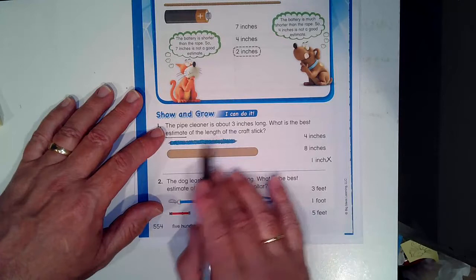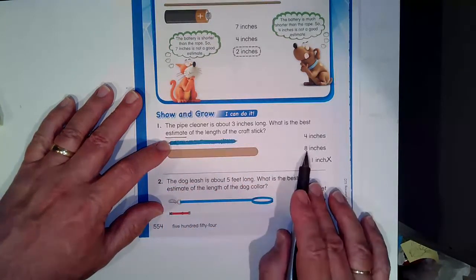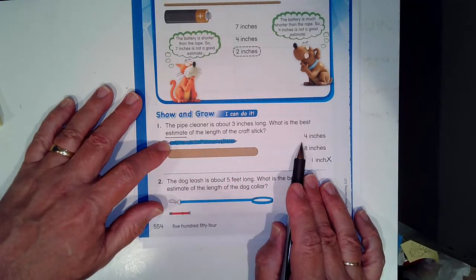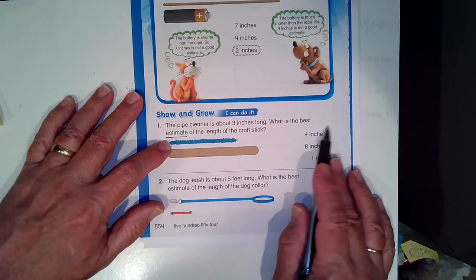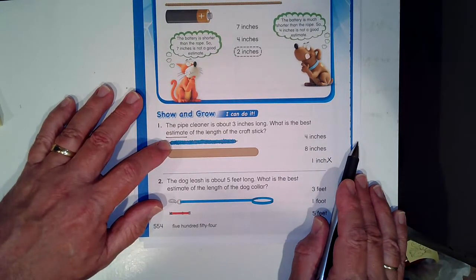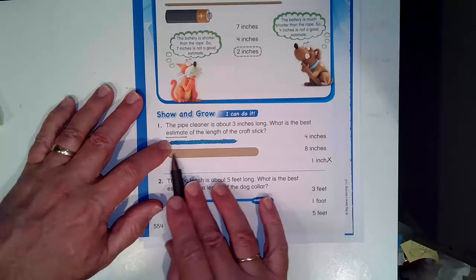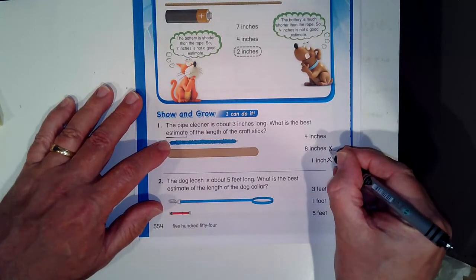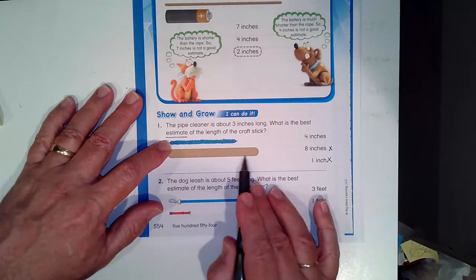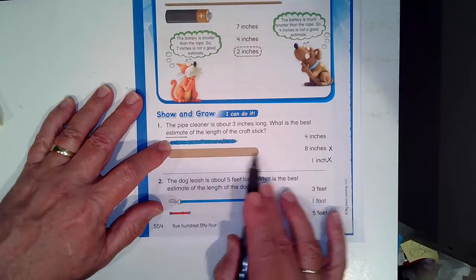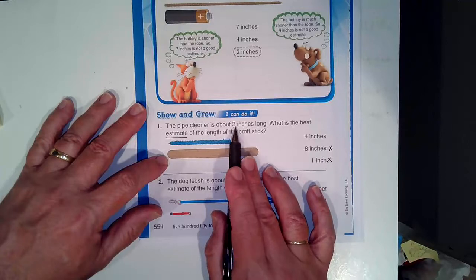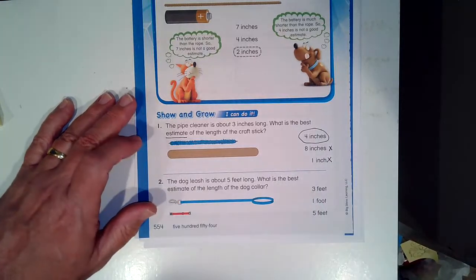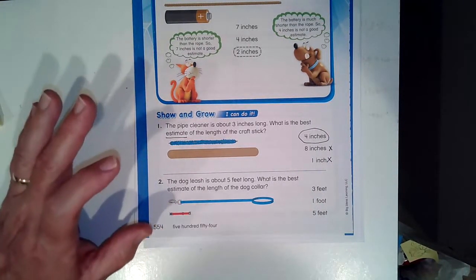So if I have 3 inches for this, 8 inches is 3 plus 3 more, which is a double. That's 6. And then it would even be more than that to get to 8. I know that this is not that much bigger. So I know it won't be 8. Is it just a little bit more than 3? Is it just a little bit longer? Yes. And 4 is a little bit longer. It's 1 section longer. So there is my best estimate, my smartest guess.